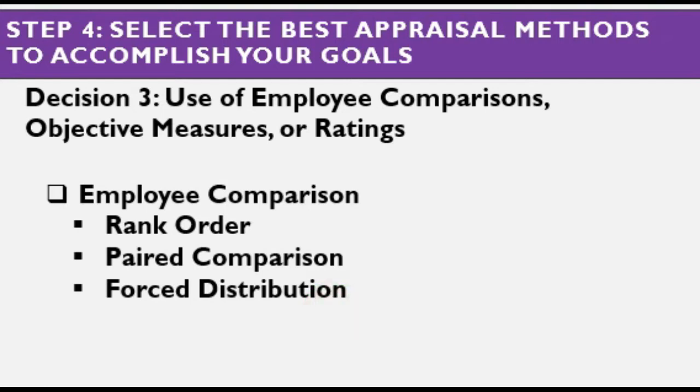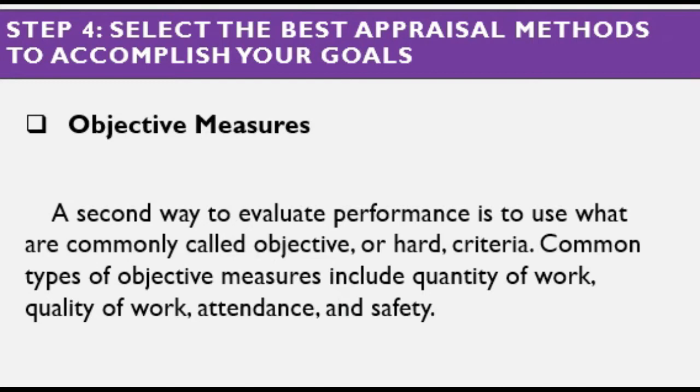Okay? So, next is the objective measure. A second way to evaluate performance is to use what are commonly called objective or hard criteria. Common types of objective measure include quantity of work, quality of work, attendance, and safety. Okay?